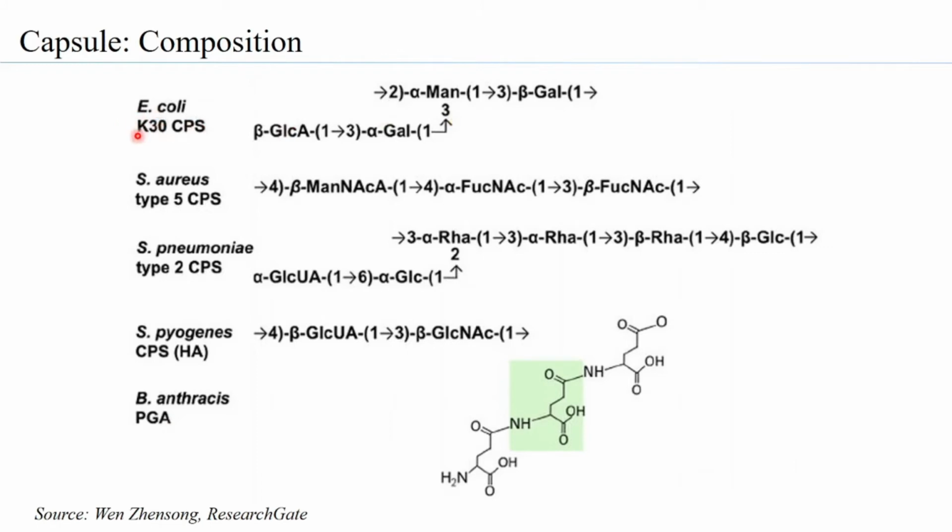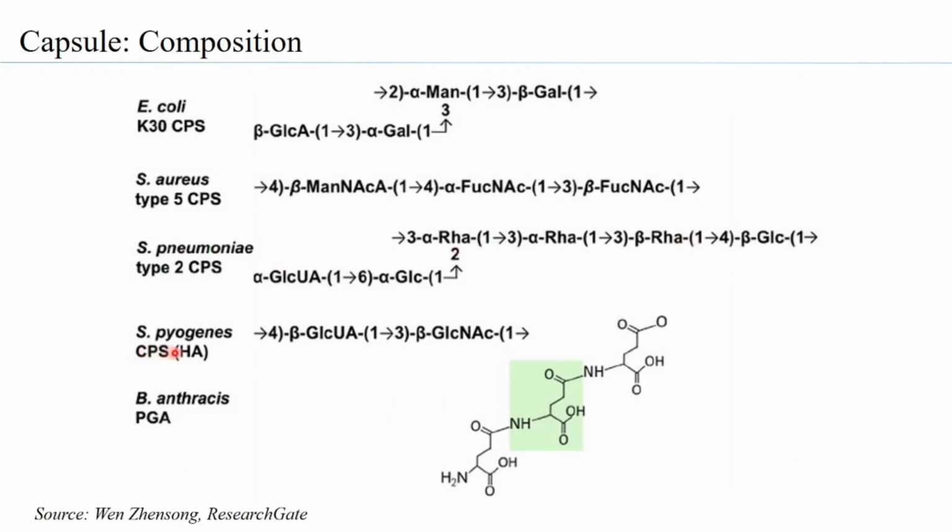So these are just a comparative of the different compositions that can be present in different bacteria. So if you look at E. coli K30, you will find that it has galactose, it has mannose, it has glucosamine. If you look at S. aureus, you will find there are N-acetyl mannosamines. Then you have N-acetyl fucosamine. So you can see how the S. aureus capsule is very different from that of the E. coli capsule. So is the case with Streptococcus pneumoniae, where you can see rhamnose as one of the monosaccharides present.